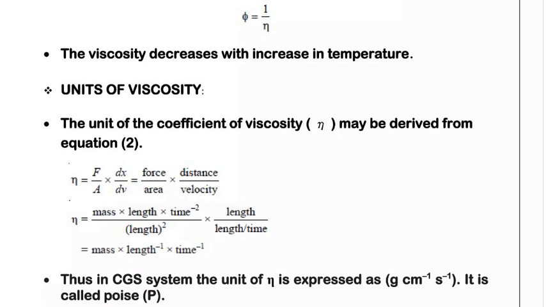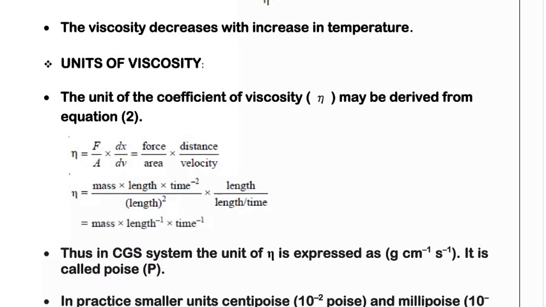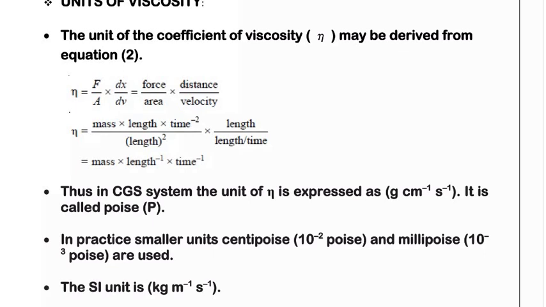You have to look at the viscosity units because they are also very important. The unit of the coefficient of viscosity eta may be derived from equation 2. So eta is equal to F divided by A multiplied by dx by dV. Now you have the force, you have the area, you have distance, you have velocity. So put in the units of all the physical quantities: mass into length into time to the power minus 2, divided by length squared, multiplied by length per time.